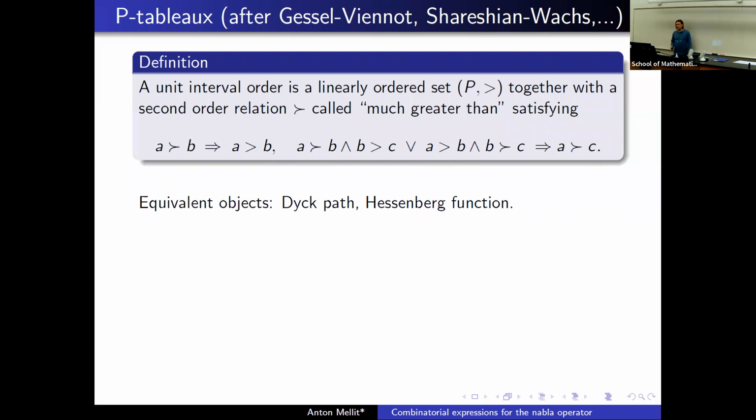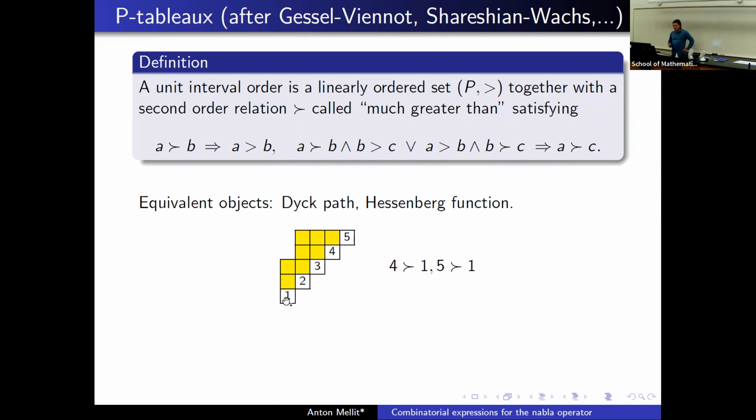Equivalently, you can use the Dyck path Hessenberg function from Juliana's talk yesterday. It's the same thing, at least in the case when the set is finite. So let me explain here how a Dyck path encodes this sort of much greater than order.